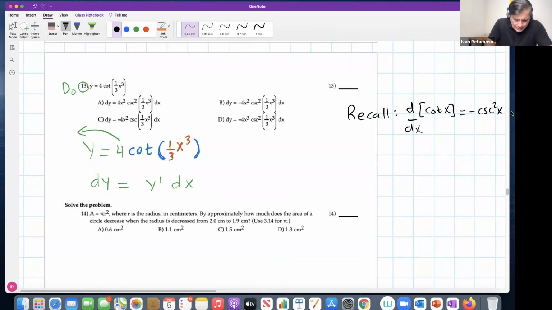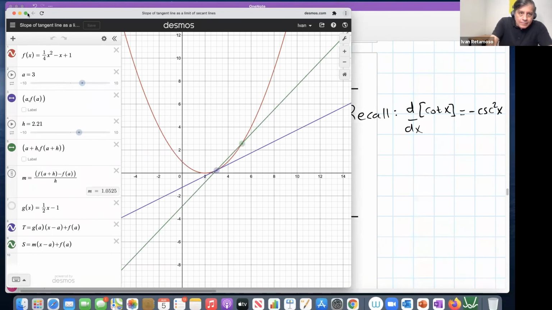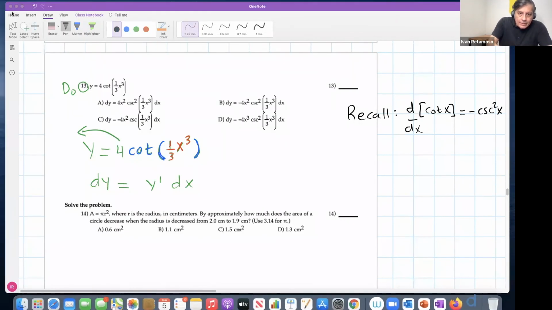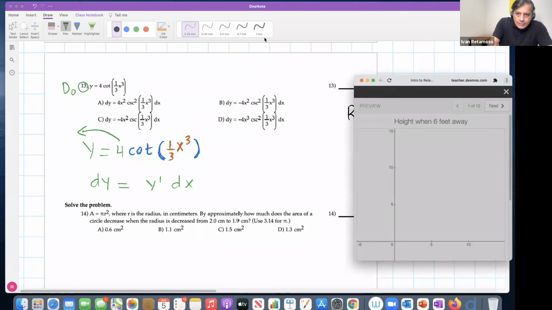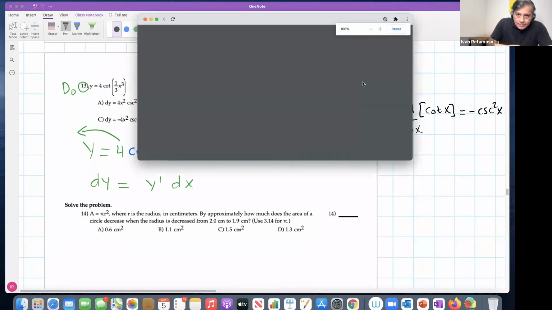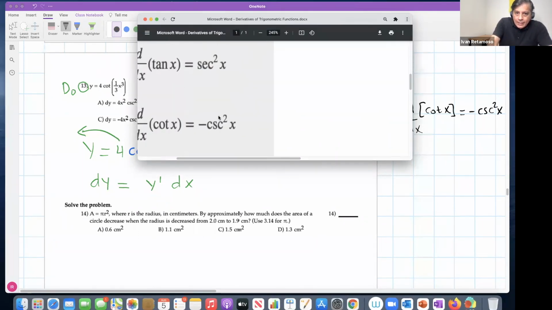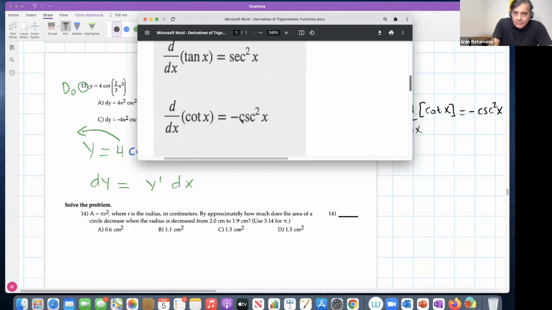I think it's in one of the sheets. No, this one. No, these are animations. It's there. Derivative of cotangent is minus cosecant square, right? Have this sheet somewhere printed out, or if you memorize it, even better. All right, let's do it together.